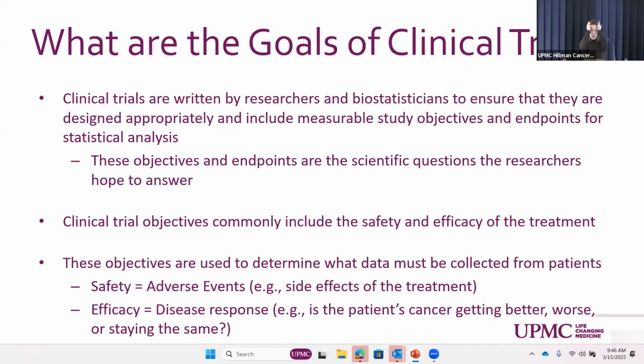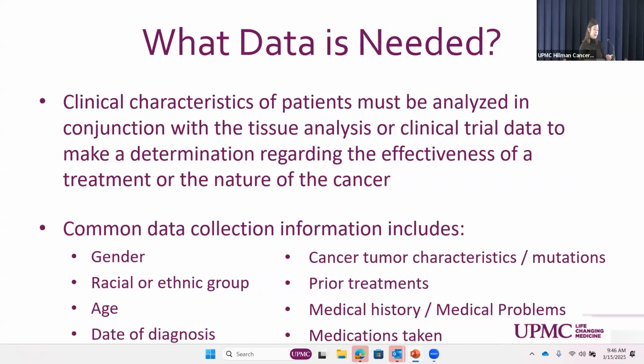So again, trying to give you the practical application of this. We have to collect the data. So we collect the clinical characteristics of our patients, so age, gender, date of diagnosis, because we want to make sure we are comparing groups of patients, because a treatment might work great in one population and not well in another. So we're also collecting cancer information, mutations, prior treatments, medical history, medical problems, medications, all trying to see if any of these things are influencing a patient getting the treatment on the trial.